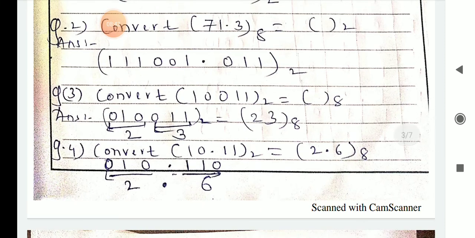Okay, so next question is with the decimal point: convert 10.11 binary into octal. So how are you going to convert that? Again, write that binary number 10.11 as it is. After the decimal is the right position, before the decimal is the left position. So again you have to make groups of 3. On the right side you have 11.